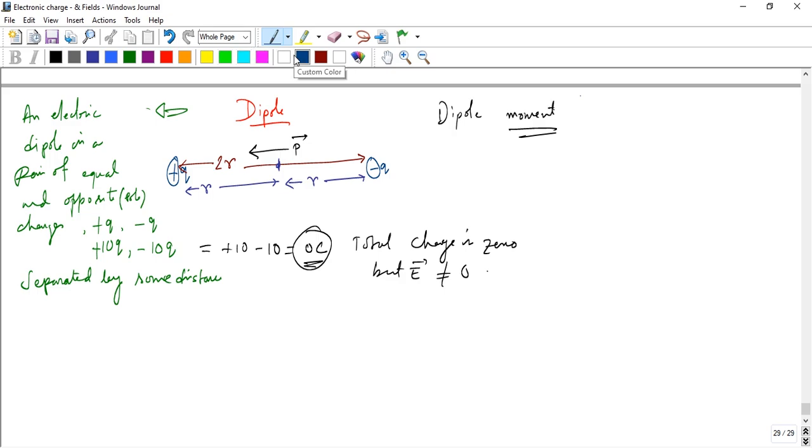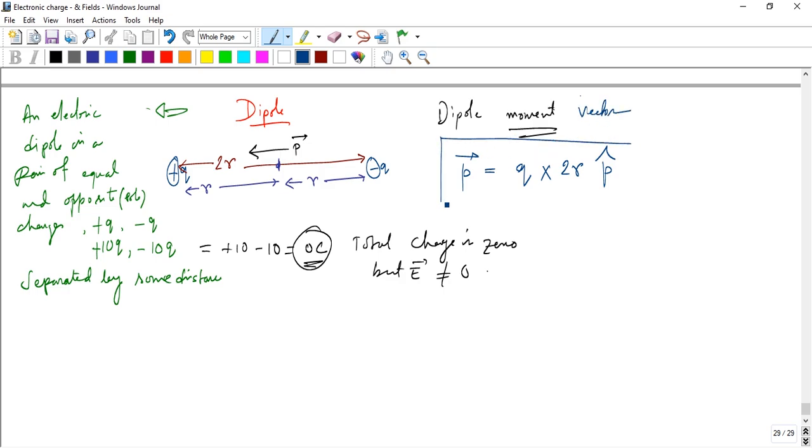So we get a dipole moment vector. How to calculate the dipole moment vector? P is defined as the magnitude of Q, ignoring the plus or minus sign, times the separation 2R, and the direction is the unit vector P cap. If someone takes the separation as R, both are the same, nothing different. That's the dipole moment vector.